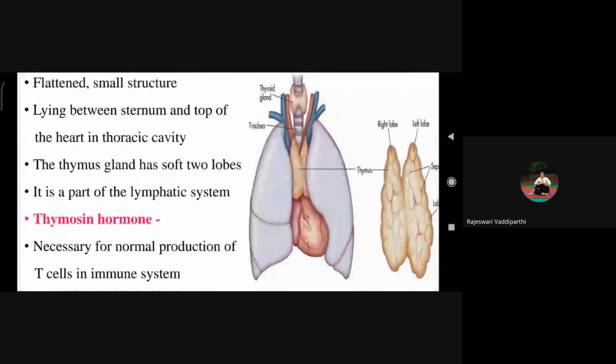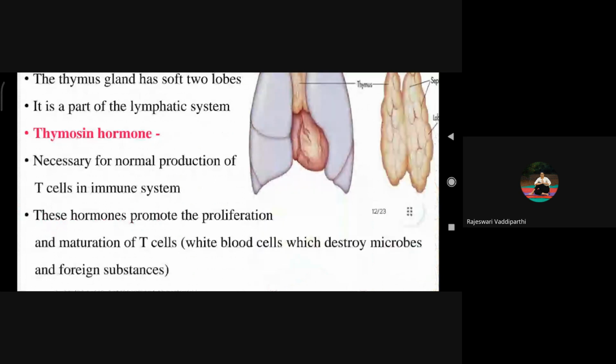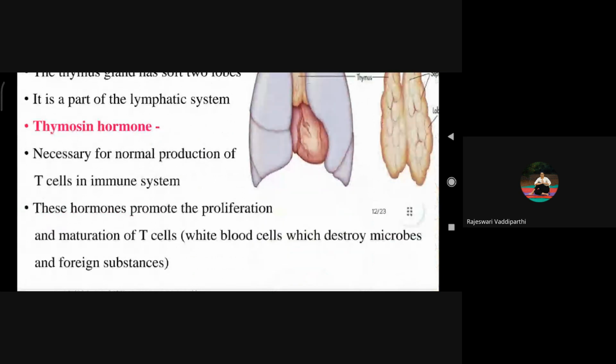Now thymosin is the hormone produced by thymus gland. So what is the hormone produced by thymus gland? Thymosin. Almost all hormones are named from their producing glands. So, what does this thymosin hormone do? Necessary for normal production of T cells in immune system. If you know what T cells and B cells are, then it's okay. Otherwise, I must tell you, these are the immune cells.